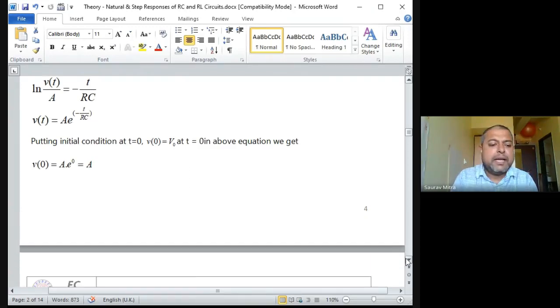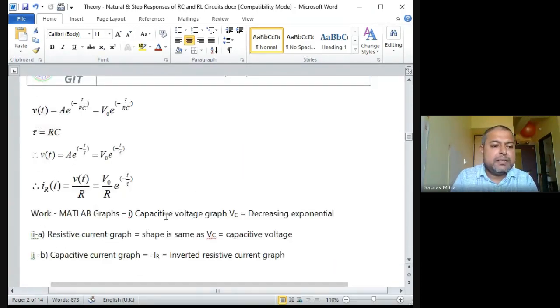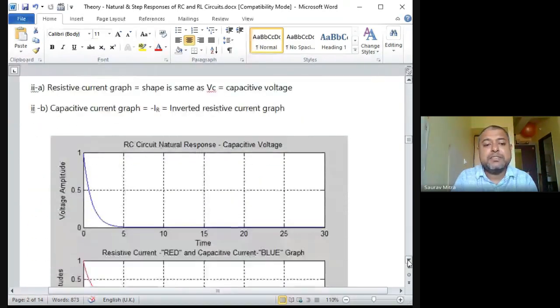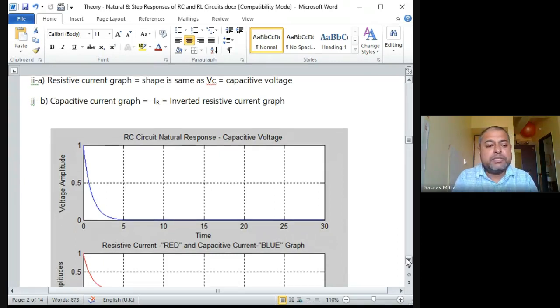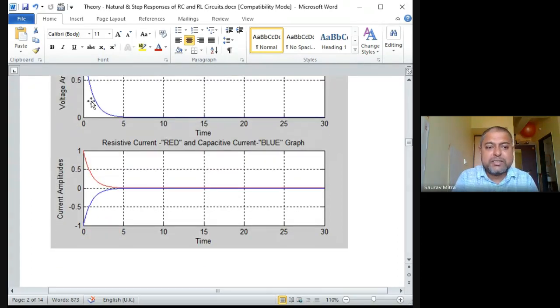So that is what we are going to see. We are going to see that graph, and we'll be finding that I_R is equal to V(t) divided by R. So how much is the circuit current when the capacitance is discharging? You can see here. Previously, in case of inductance, you had found that inductive current is reducing in an exponential manner. In case of natural response of RC, you are finding that the capacitor voltage, see the y-axis, RC circuit natural response, is reducing in an exponential manner. So as the capacitor voltage is reducing, capacitor current will be increasing. The red one is the resistive current and the blue one is the capacitive current.